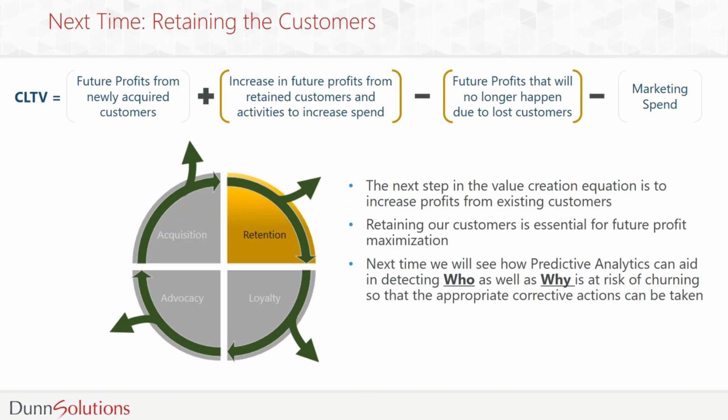So we've gone to great lengths to acquire the customers, right? And the next step in the value creation equation is to increase profits from the existing customers. So retaining the existing customers is essential to maximize future profits. So next time we'll see how machine learning can also help in detecting who, as well as why, is at risk of churning, so that you can take the appropriate corrective action before the customer actually leaves.